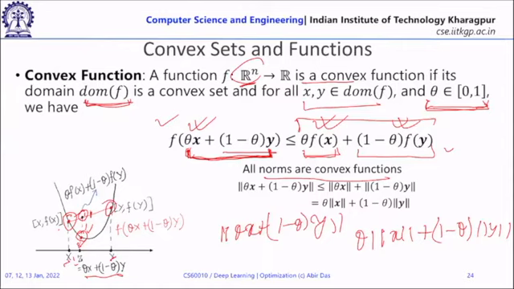It's a very simple proof. It uses the triangle inequality first, which tells that the left hand side is less than the norm of theta x plus the norm of 1 minus theta y. Then, since theta is a non-negative number between 0 and 1, we can take theta out of it. The general rule is that you take the absolute value of theta, but the absolute value is equal to theta because theta's range is 0 to 1. So we have proved this. Norms are convex functions, and we can prove that very simply.